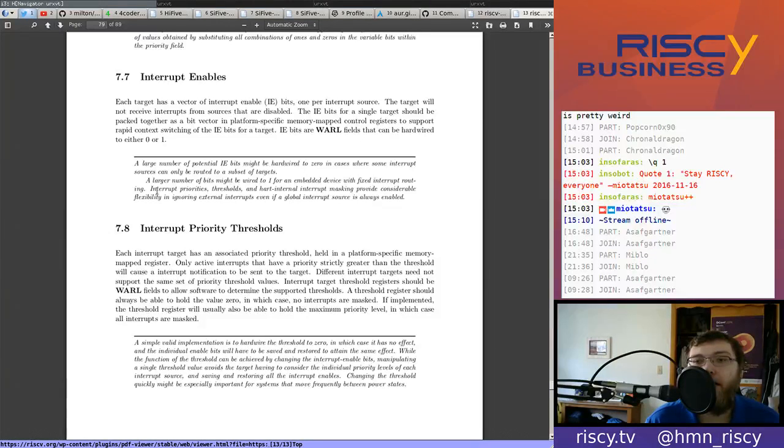But the footnote here says that there's considerable flexibility in ignoring external interrupts, even if a global interrupt source is always enabled. And specifically what they're referring to is the ability to set interrupt priorities, thresholds, and Hart internal interrupt masking. So those are the mechanisms by which you can ignore external interrupts, even if it's hardwired to always be enabled.